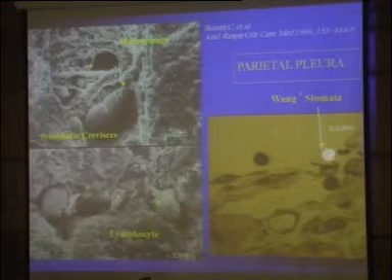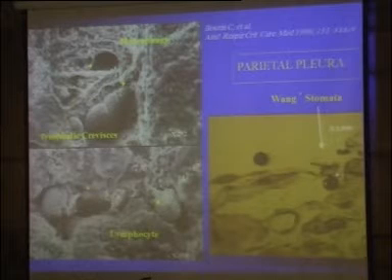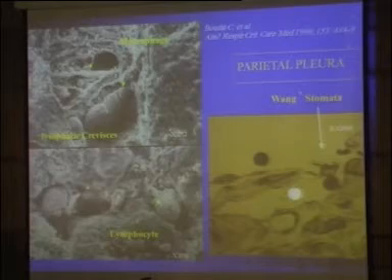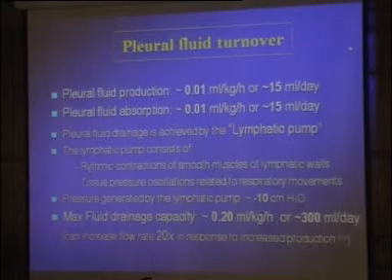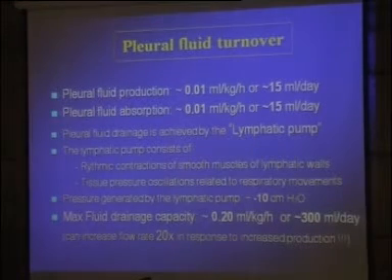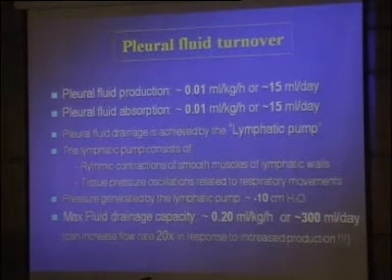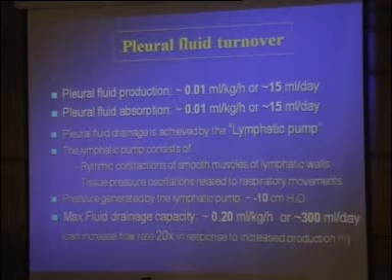As you can see here, it is a red cell from the pleural cavity engulfed by the Van stomata and also by the lymphatic channel. And the pleural fluid turnover, pleural fluid production is around 15 milliliters per day, and for sure the pleural fluid absorption is the same. It's the reason why there is no pleural effusion, 15 milliliters per day.